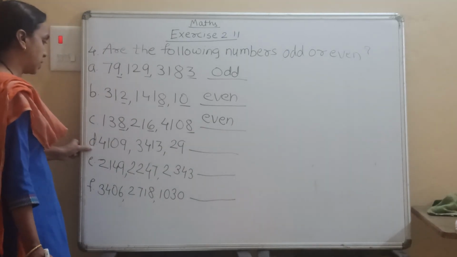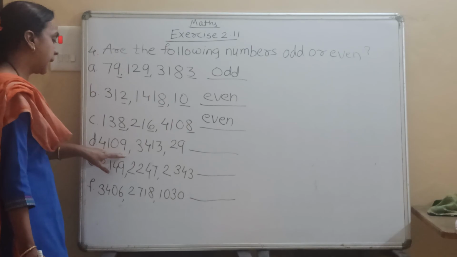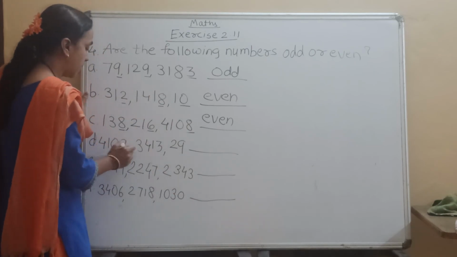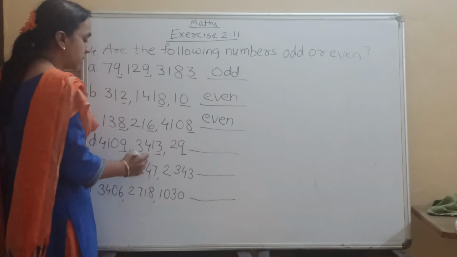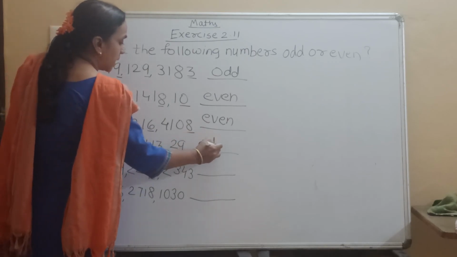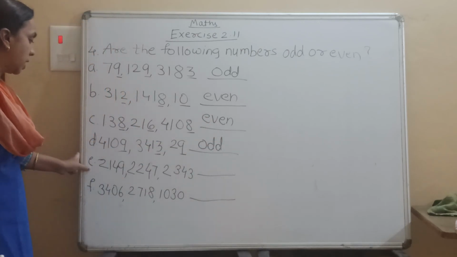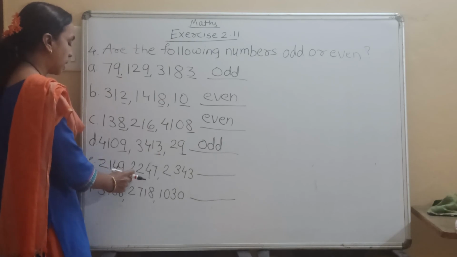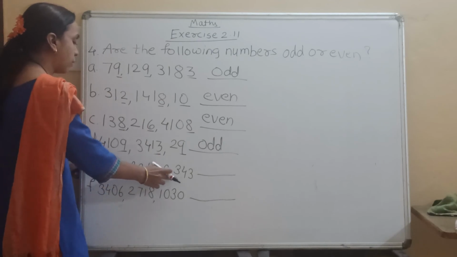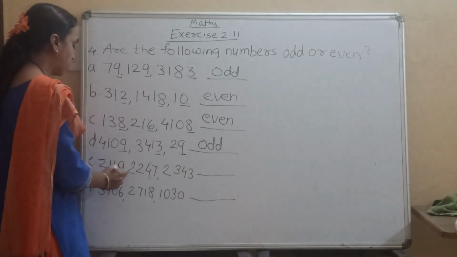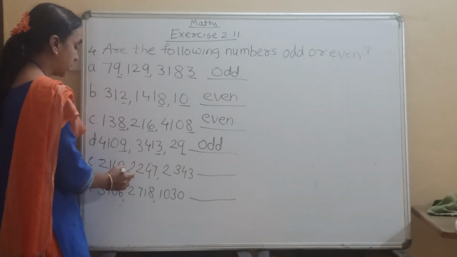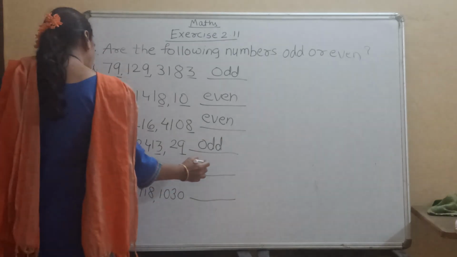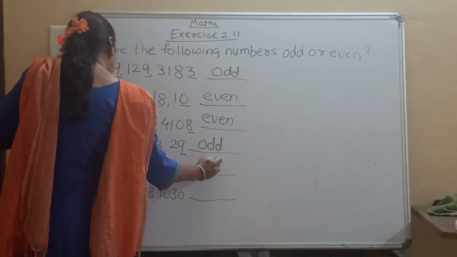Now see D question: 4109, 3413, 29. Now see 9, 3, 9. These are the odd numbers. So we have to write down here odd numbers. Now see E question: 2149, 2247, 2343. So we have to find out. This is odd, 9 is odd, 7 is odd, 3 is odd. So we have to write down here odd.